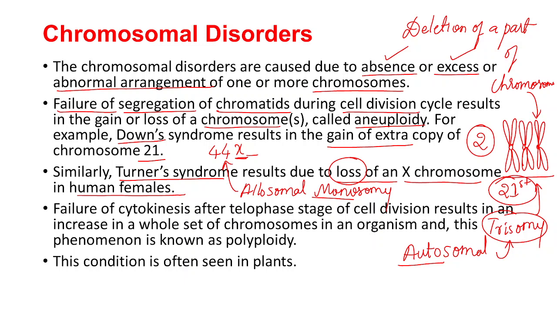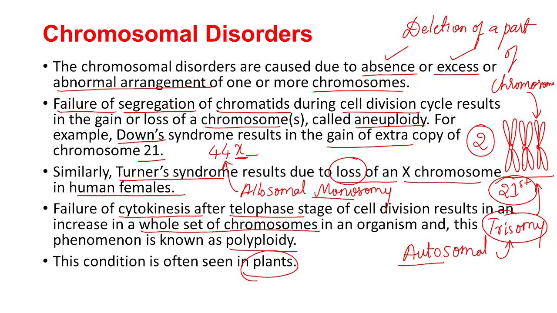Next one, failure of cytokinesis after the telophase stage of cell division results in an increase in the whole set of chromosomes in an organism, and this is known as what? Polyploidy, which is commonly found in plants. What do you mean by polyploidy? Very simple. If only one chromosome is increasing or decreasing in number, then it may be called autosomal or allosomal monosomy or trisomy.